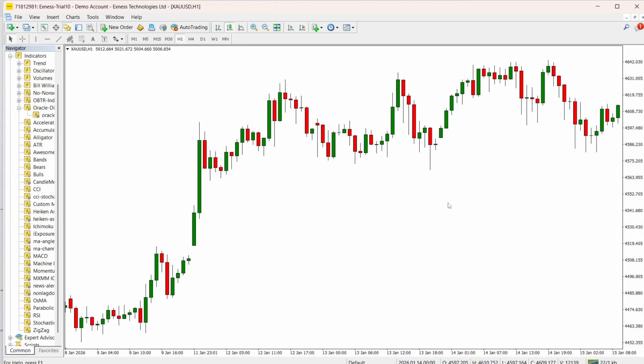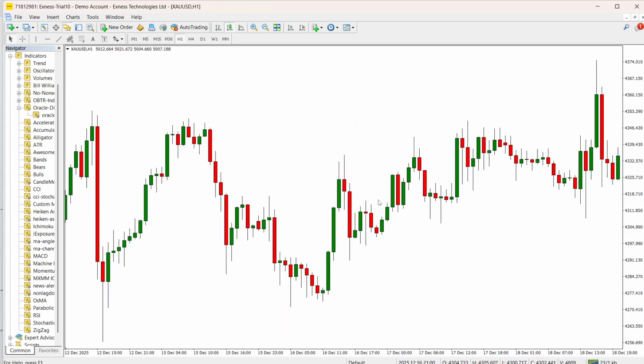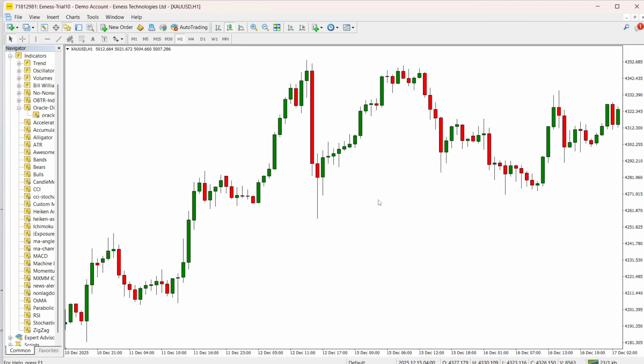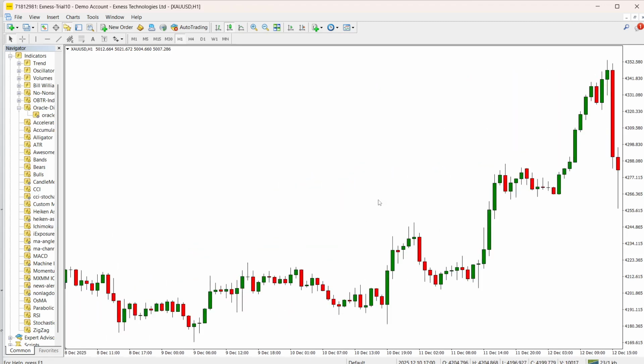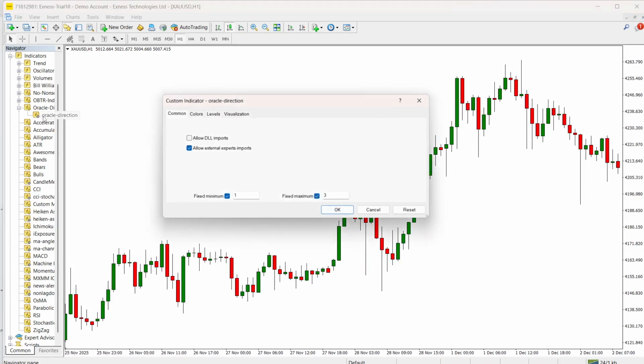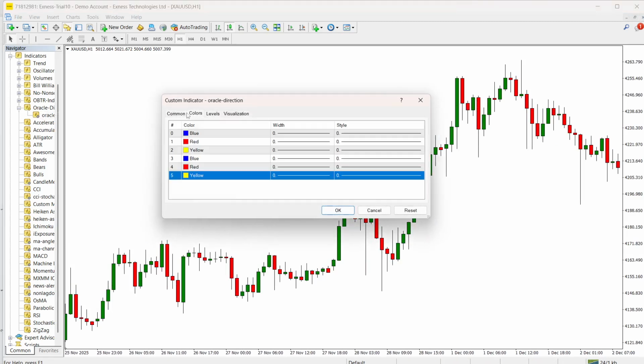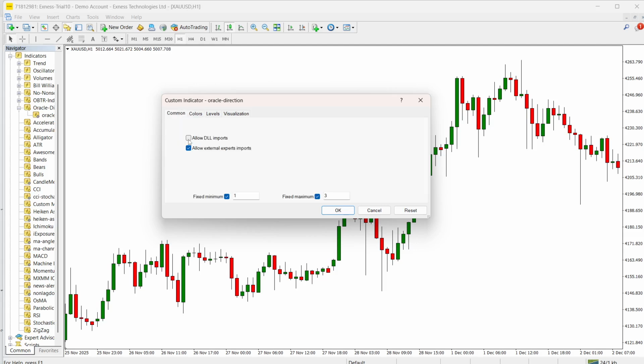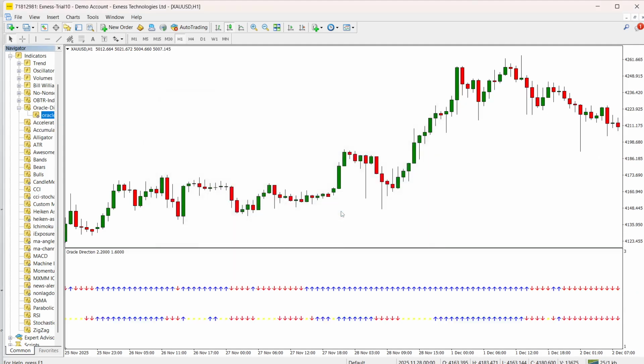In this video, we'll look at how this indicator displays directional bias on the chart, what its signals imply, and what settings it includes. At this point, I'll load the indicator on the chart so you can see how it looks in real time. Remember to allow DLL inputs, and there we go.